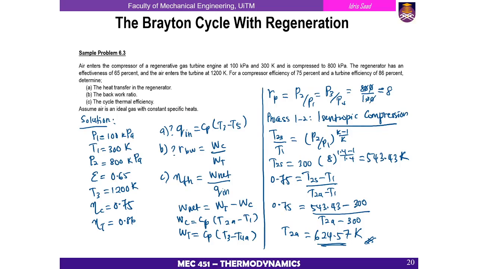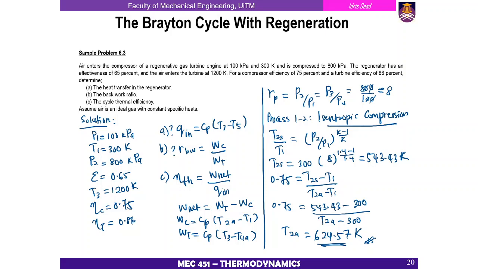Air enters the compressor of a regenerative gas turbine engine at 100 kilopascal and temperature at 300 Kelvin and is compressed to 800 kilopascal. The regenerator has an effectiveness of 65% and the air enters the turbine at 1200 Kelvin.